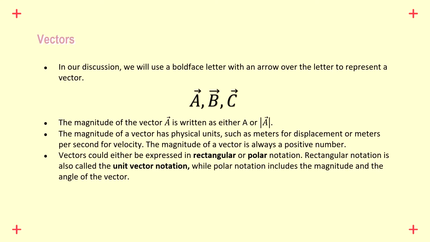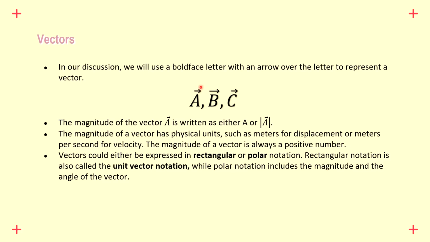In our discussion, we will use the boldface letter with an arrow above the letter to represent a vector. Now, if you are writing on your paper and you want to use the vector notation, you can simply write the uppercase of the letter, then put an arrow on top of it. No need to make it boldface. But if you're going to write using your computer, please make it a boldface letter with an arrow on top of it.